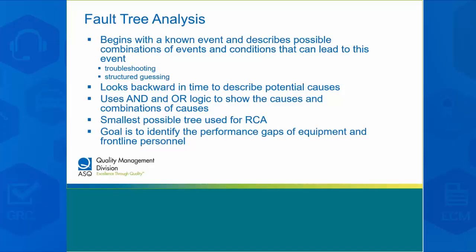So one of the great things about using fault tree analysis, cause and effect trees in root cause analysis, is if I can get to a point in the development of the tree where I can show that something didn't happen, with data, I don't have to develop that branch. So it can really help speed up the analysis. Same kind of idea here. The goal is to identify performance gaps of equipment and frontline personnel.